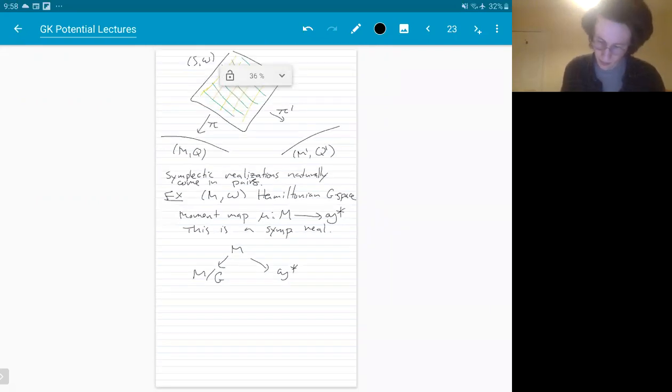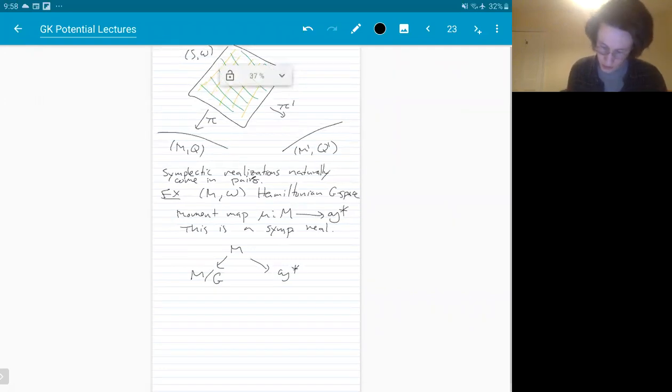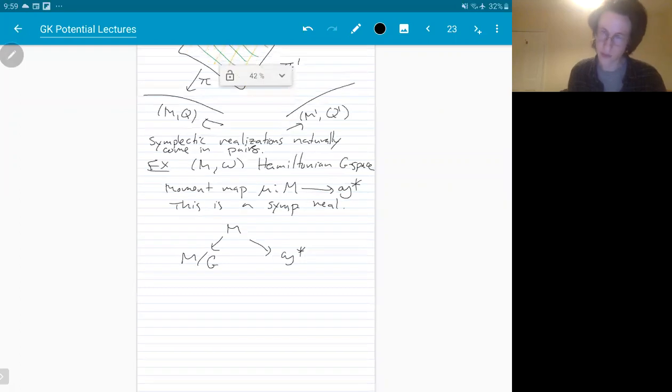So the upshot of this discussion is that it leads to a new equivalence relation for Poisson manifolds that is weaker than isomorphism. These Poisson manifolds are not necessarily isomorphic, but they are equivalent in some way. So this is the notion of Morita equivalence.